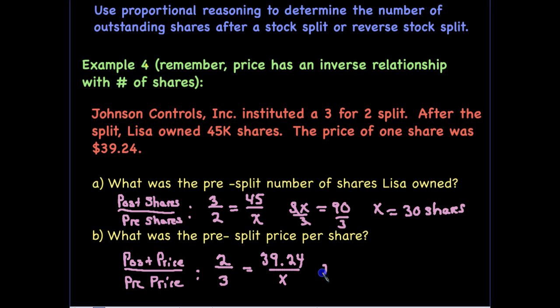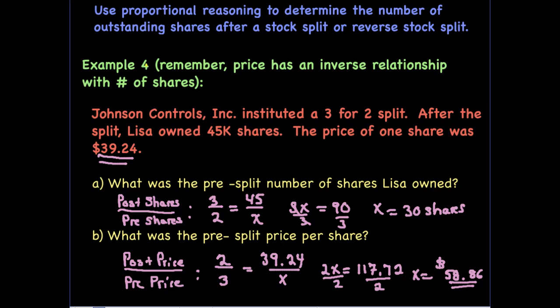Well, if we cross multiply, we get 2x is equal to, and when I multiply these two together, I get 117.72. When I divide both sides by 2, I end up with a price of $58.86, and I just did that in my calculator. So again, let's make sure that makes sense. How much was it worth before? It was worth more per share before. When we have a stock split, it should be worth less after, and $39.24 is less than where we started at $58.86.